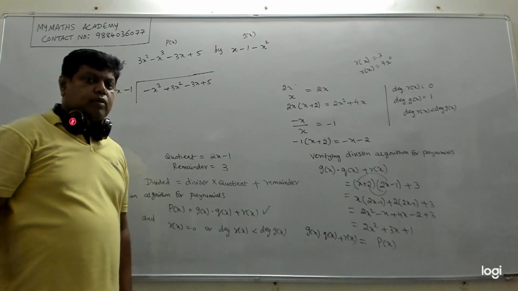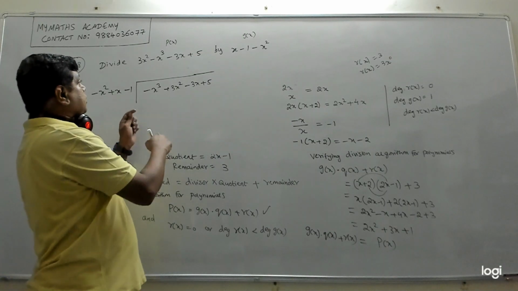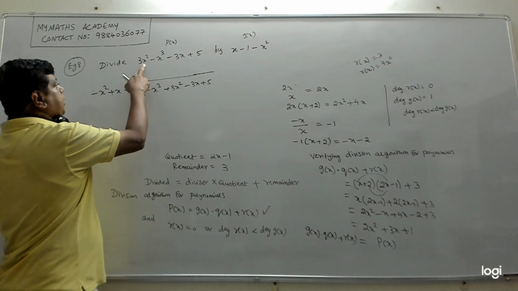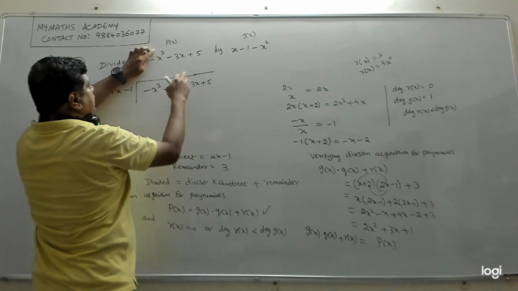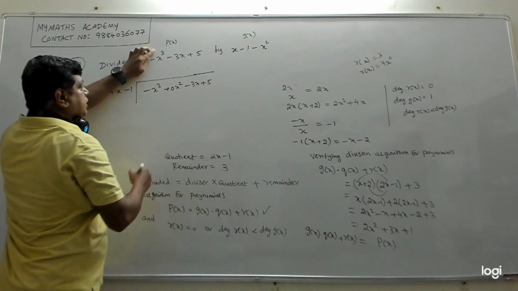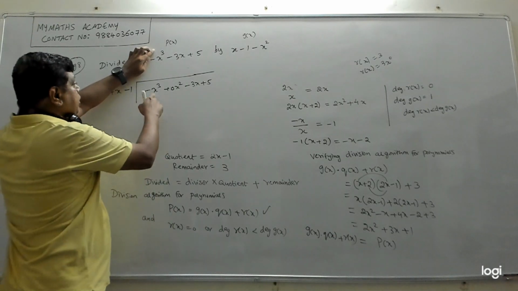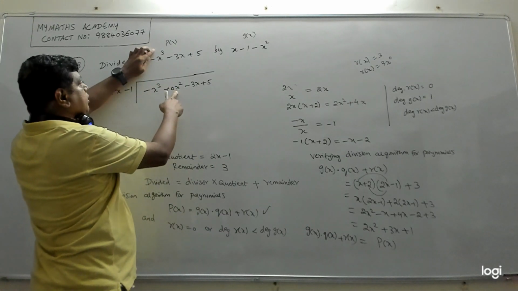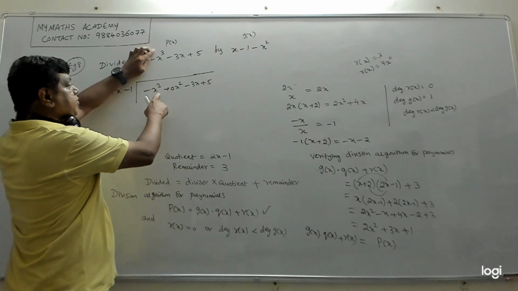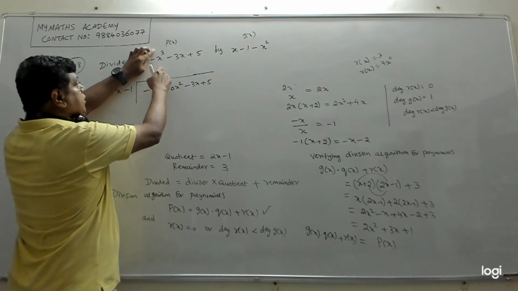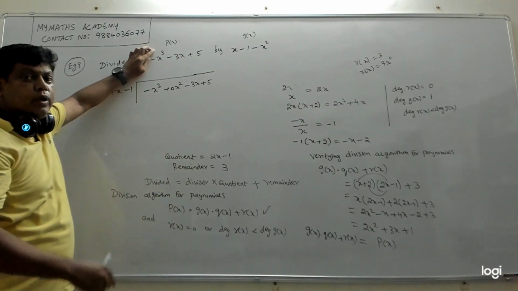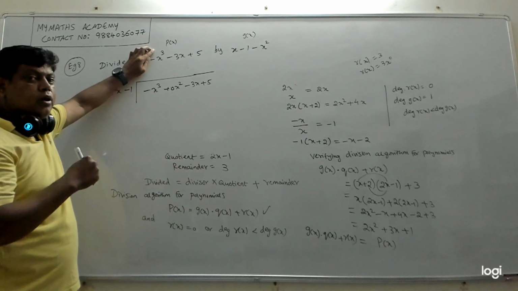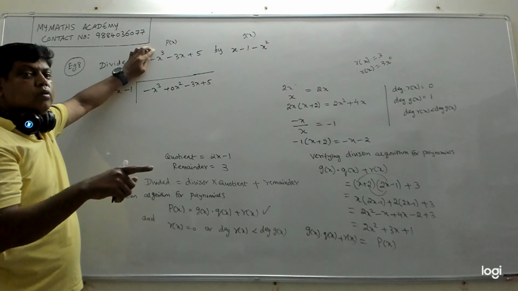Fine? Suppose any term is not there, suppose there is no x square term here, and the problem is like this: minus x cube minus 3x plus 5. Then you have to put 0 x square after x cube. If the x square term is not there, you need to put 0 x square. So wherever any particular term is missing, you have to put 0 for that.